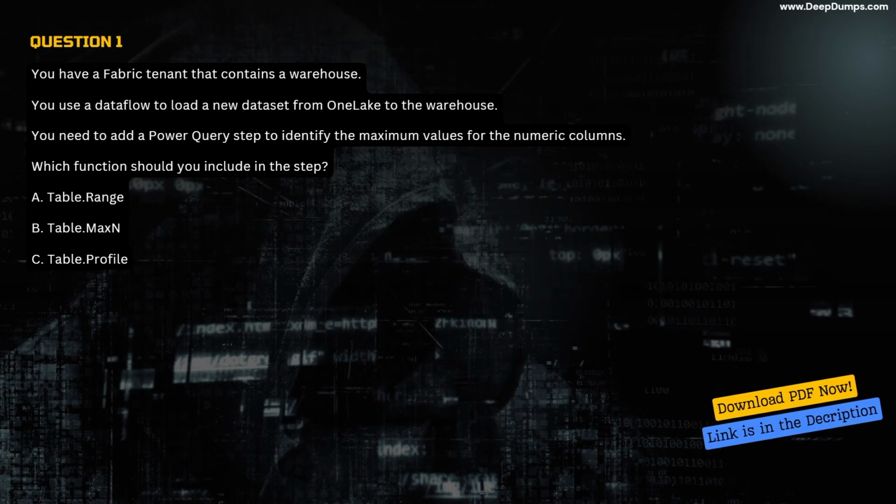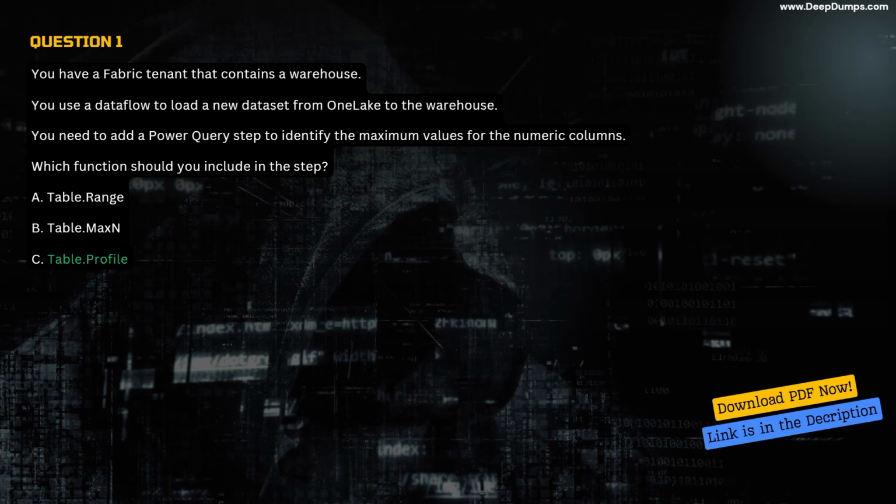Question 1. You have a Fabric tenant that contains a warehouse. You use a dataflow to load a new dataset from OneLake to the warehouse. You need to add a Power Query step to identify the maximum values for the numeric columns. Which function should you include in the step? A. Table.Range. B. Table.MaxN. C. Table.Profile. Correct answer C.